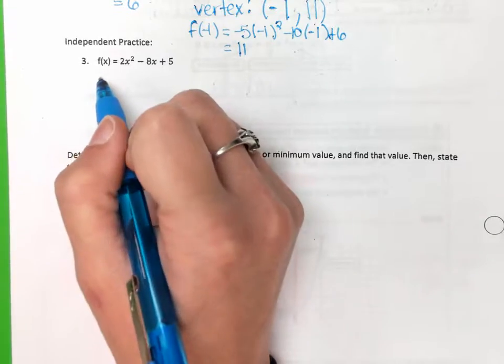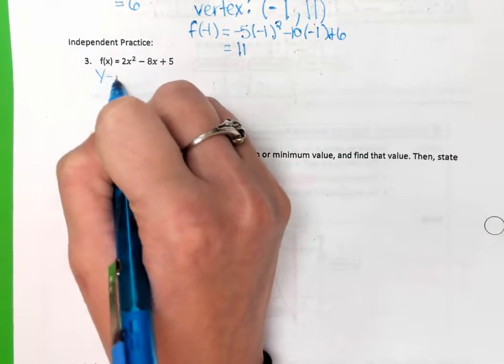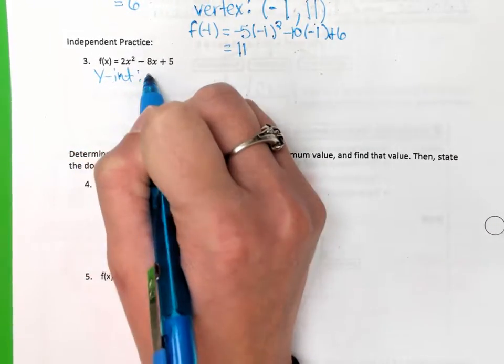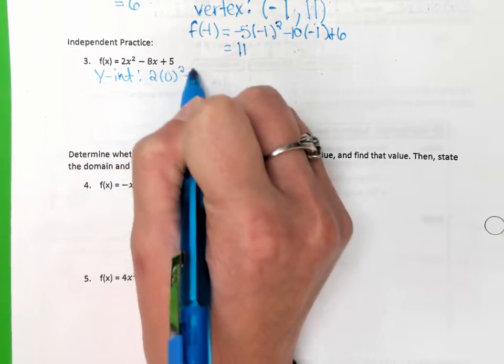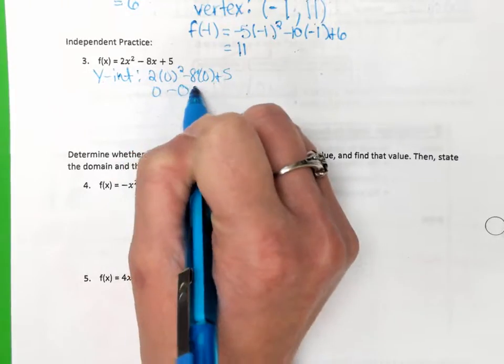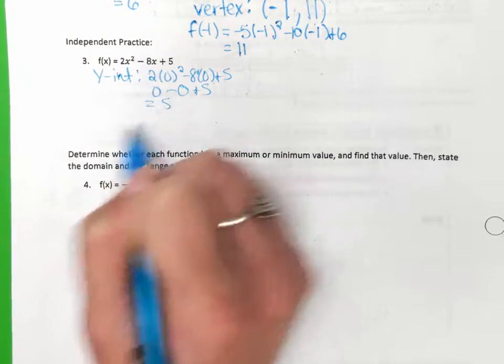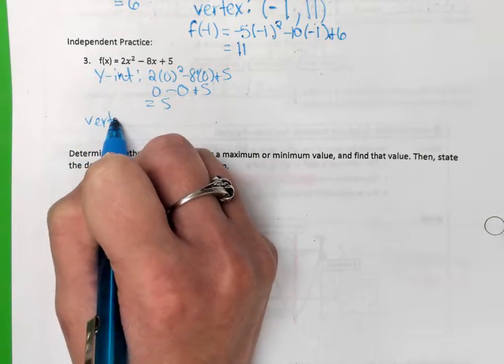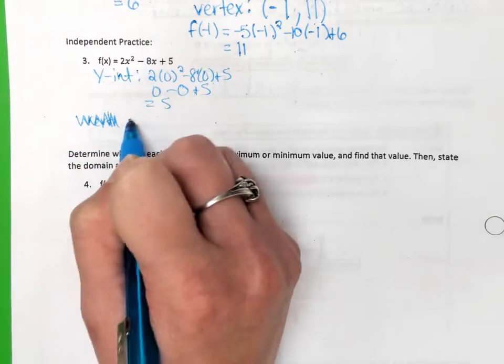Let's do this quick. What is the y-intercept? 5. If you don't know how to get that, you do 2 times 0 squared minus 8 times 0 plus 5. And that is 0 minus 0 plus 5, which is 5. There you go. What about your vertex? I'm sorry, axis of symmetry comes next.